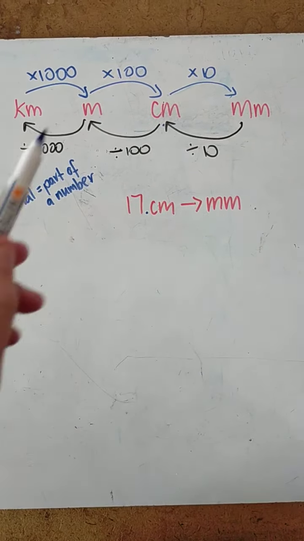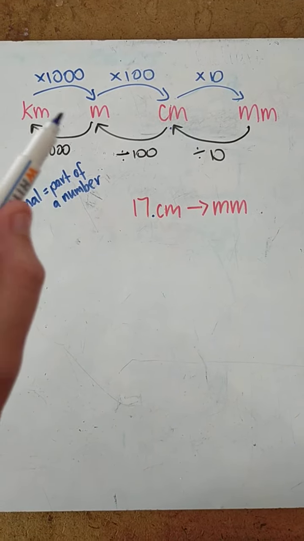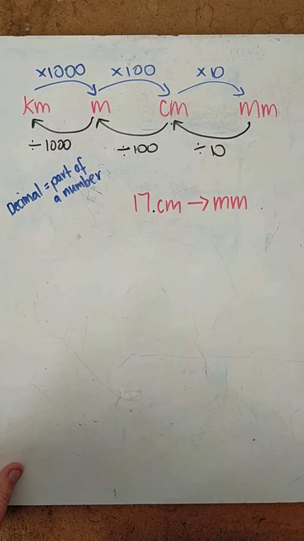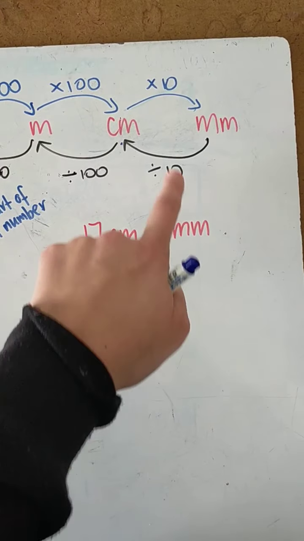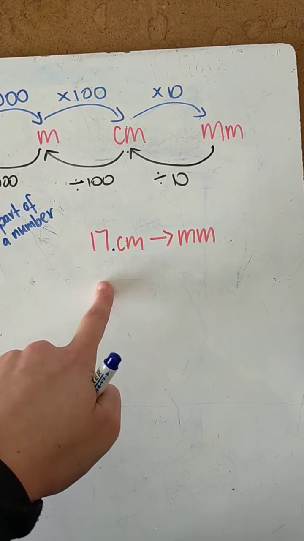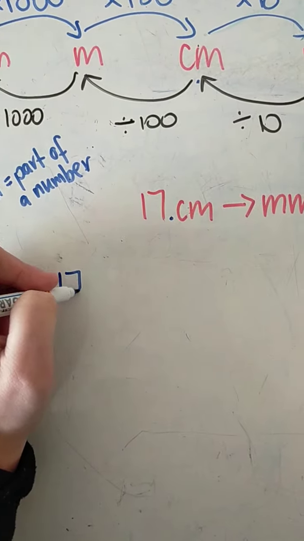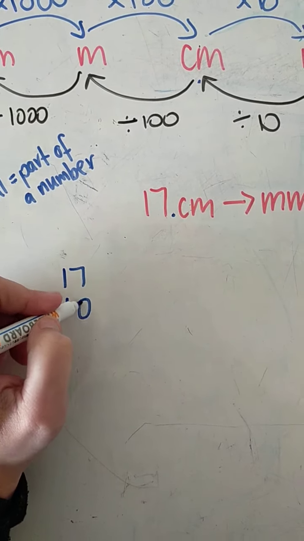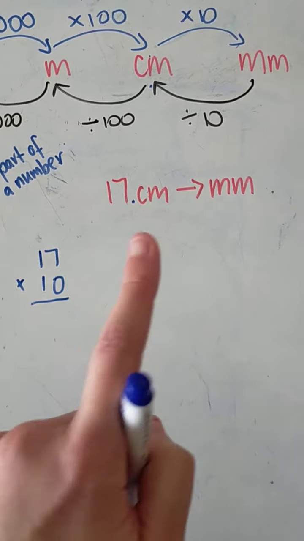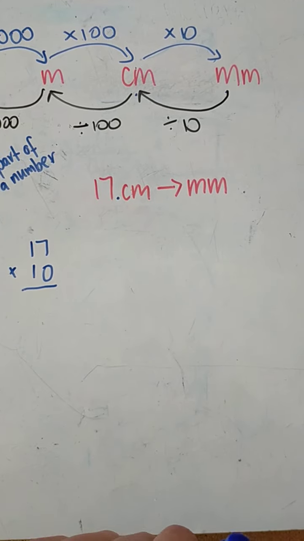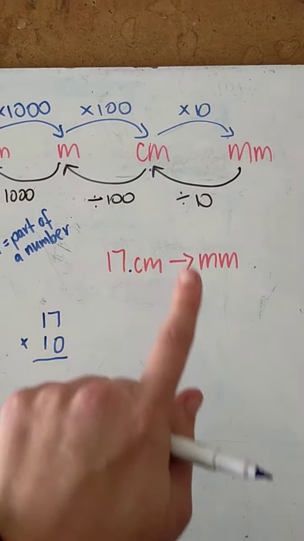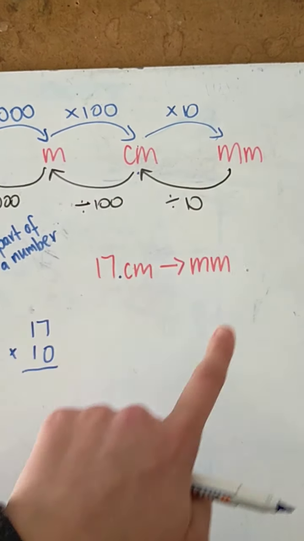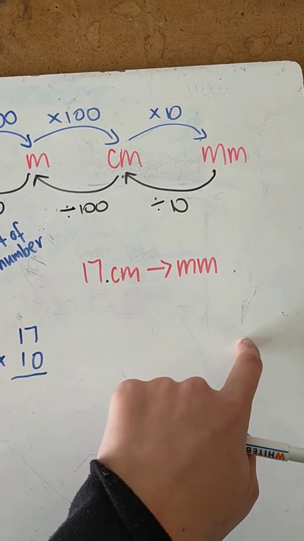I'm going to show you how to use the diagram up the top here to convert. Because we're going from centimetres to millimetres, we need to times this whole number by 10. You can do it like this to get your answer. The way I'm going to show you is by moving that decimal however many zeros you need to. So because we're timesing by 10, we're going to move that decimal one spot this way.